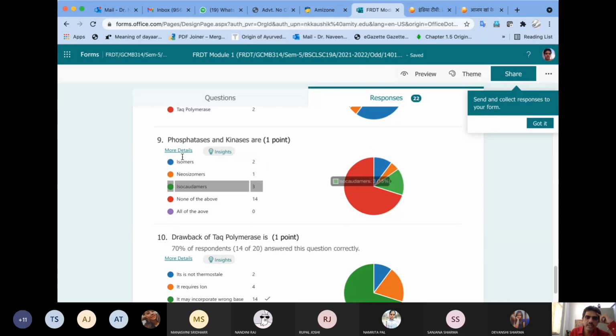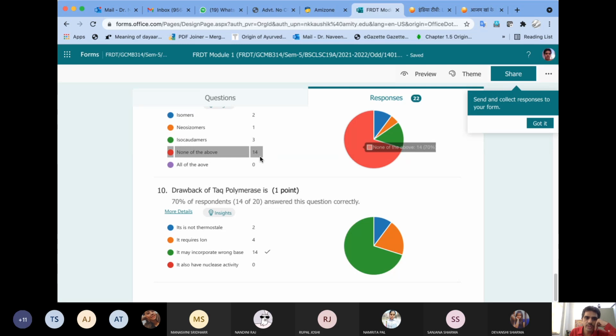The next question: phosphatase and kinase are isomers, neoschizomers, isopolymers, transferases, or none of the above. They are different enzymes, so they have no relation. In fact, the jobs they do are the reverse of each other. They are not isomers. Neoschizomer is a term for restriction enzymes. Isoschizomer is also for restriction enzymes. So the right answer is none of the above.